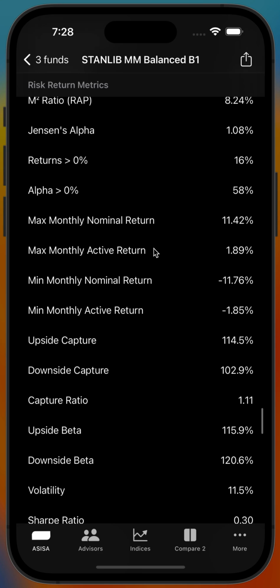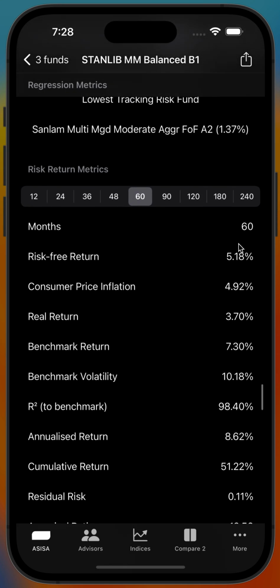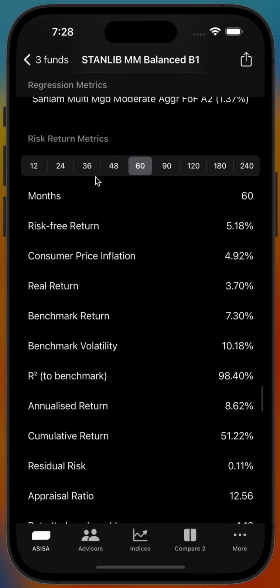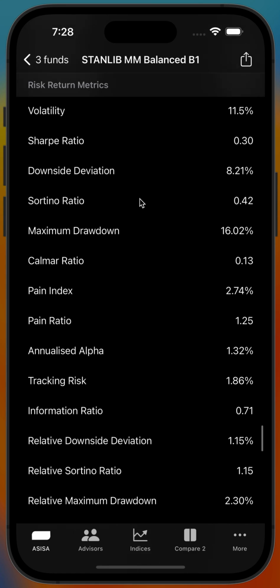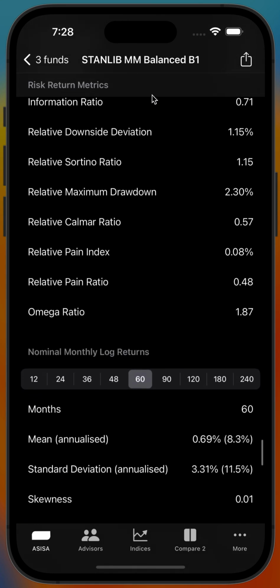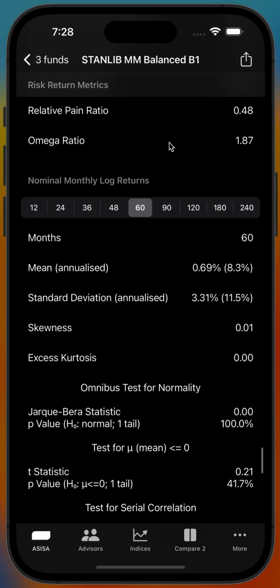So this is the Sharpe ratio of the fund over the past 60 months to January 2023. Okay, you could choose a different period here. So a whole bunch of risk and return metrics here. The omega ratio, drawdown, Calmar, the pain ratio, pain index, etc.